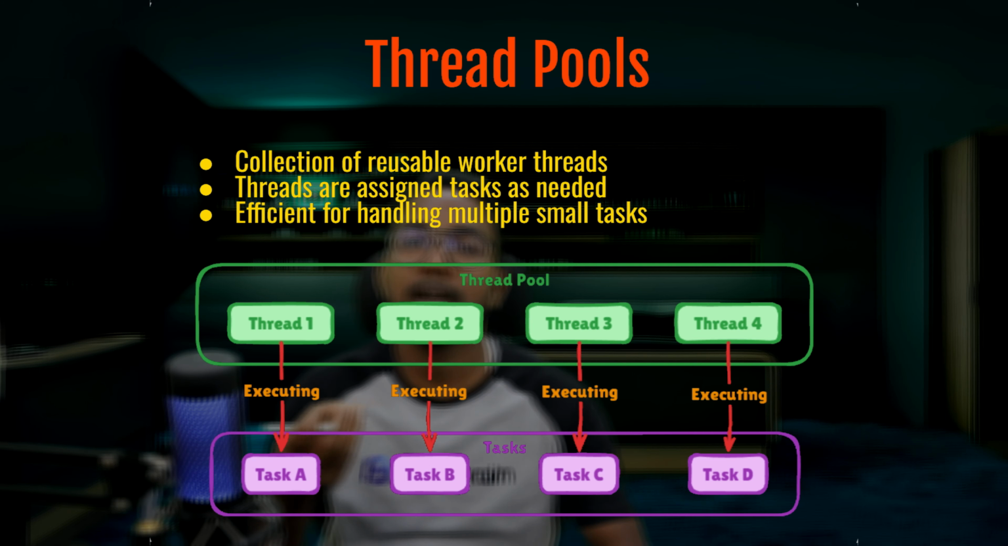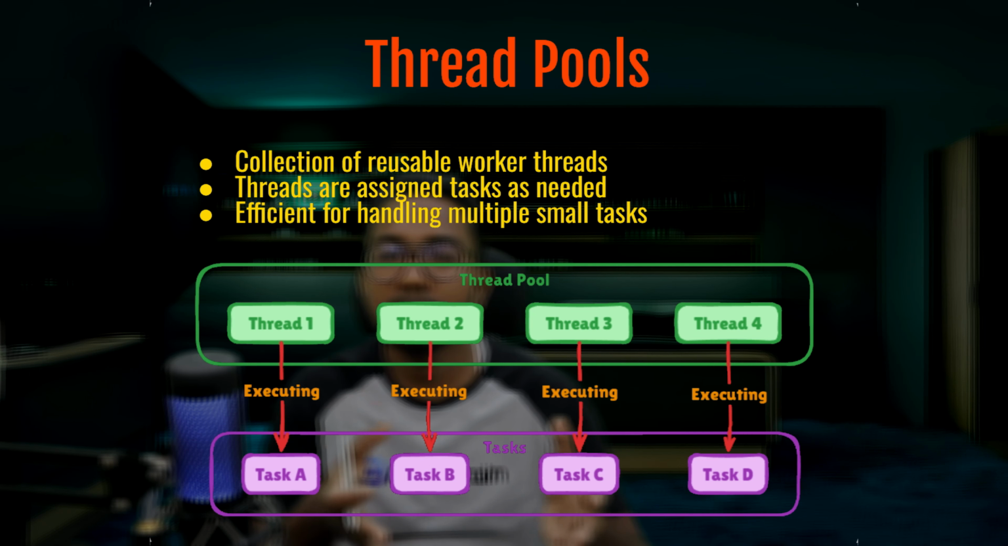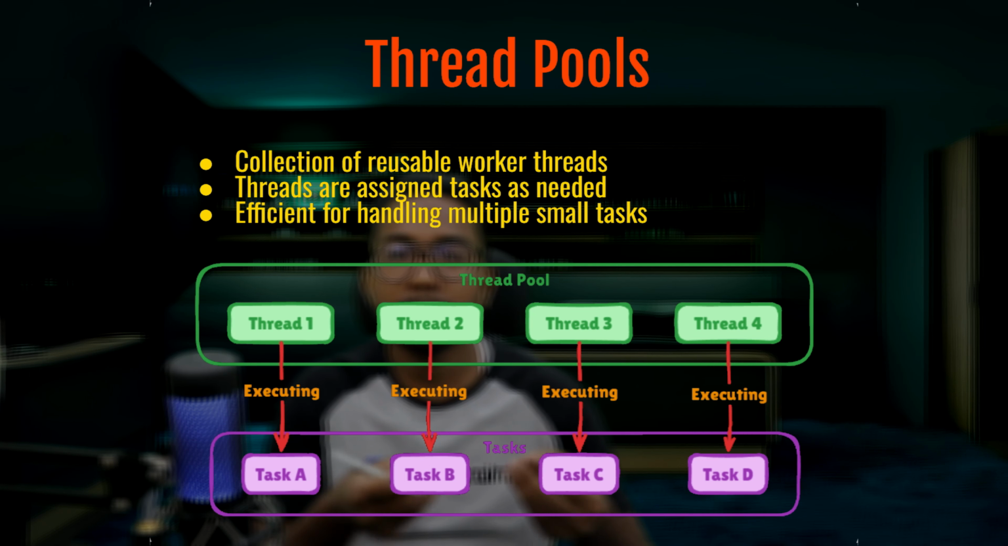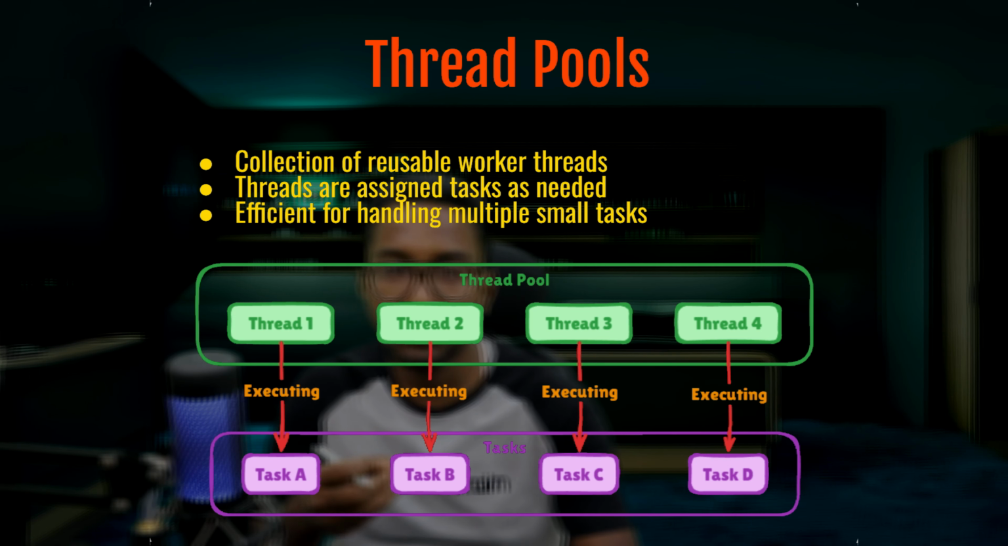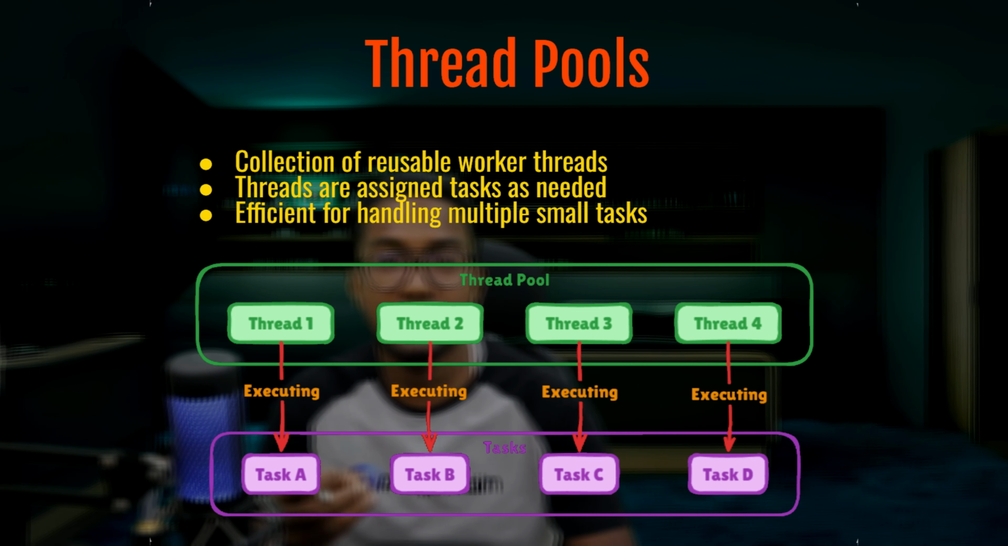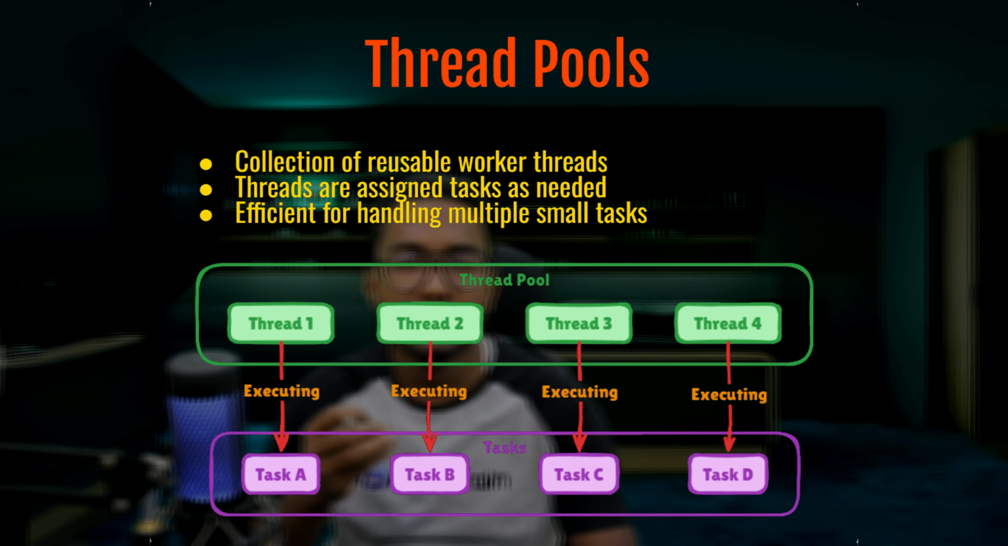Thread pools are particularly useful when you have many small short-lived tasks that need to be processed in parallel or concurrently. For example, a web server might use a thread pool to handle incoming requests, and each request is assigned to a thread from the pool. Once the request is completed, the thread is returned to the pool, ready to handle another request. This allows the server to handle hundreds or even thousands of requests efficiently without running out of resources.